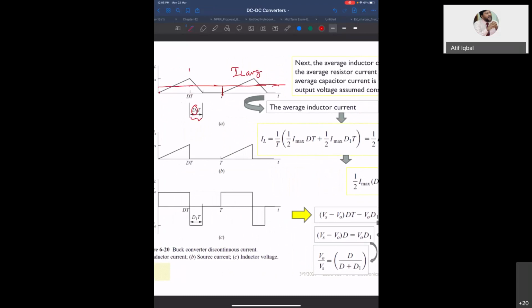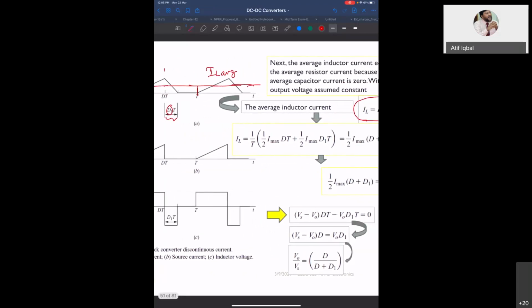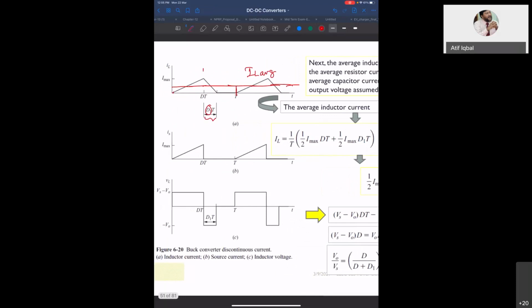IL average. So you see, this is the area. You find the area under this curve, divide by T. That's the average. This is how you get the average.